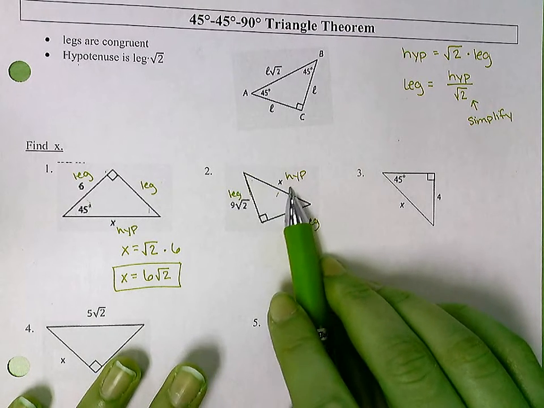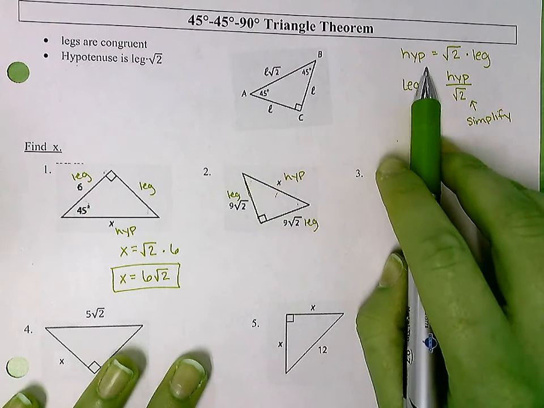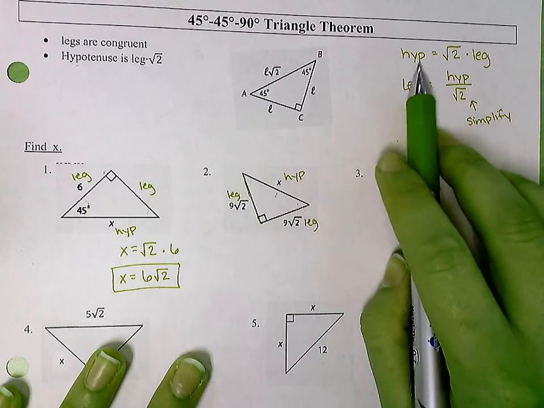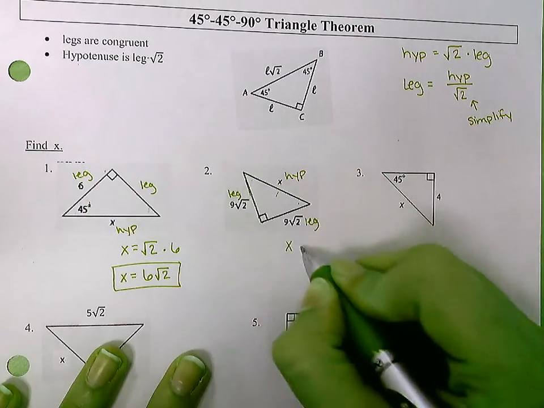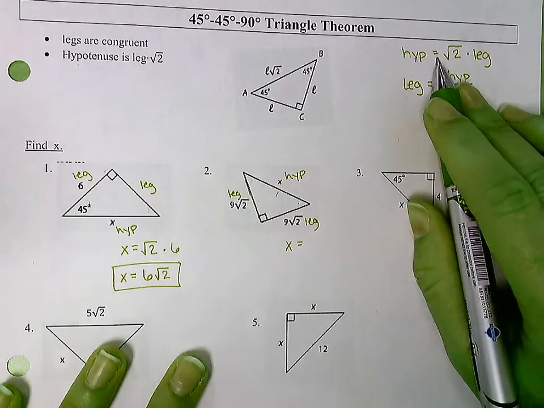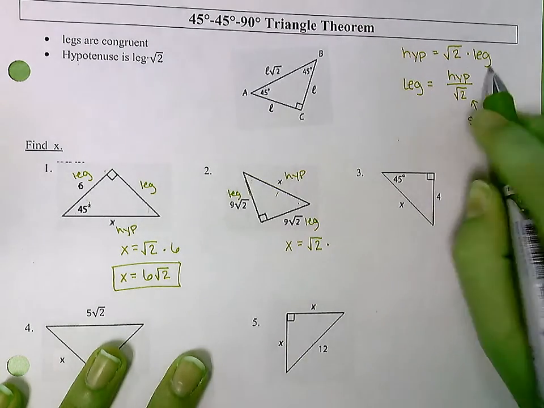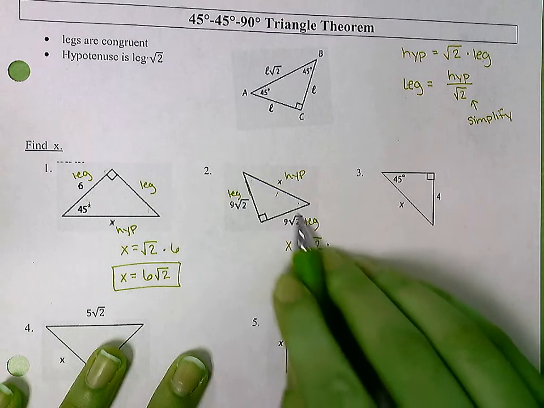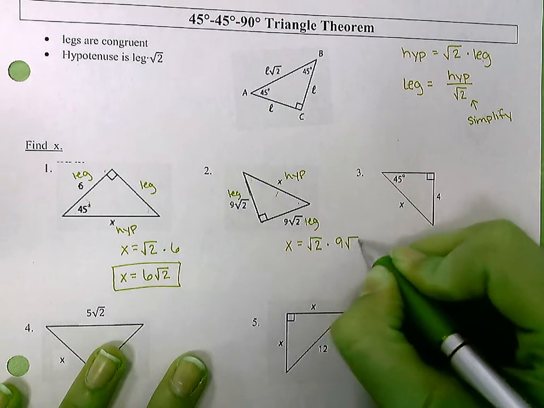So again, I'm looking for the hypotenuse. I want to go to the equation that says hypotenuse equals, and plug in what I know. So for hypotenuse, that's x. Then we have is equal to the square root of 2 times the value of your leg, which is 9, times the square root of 2.